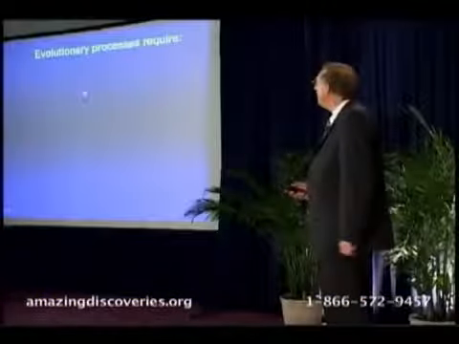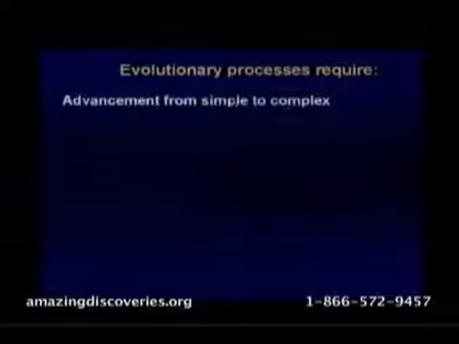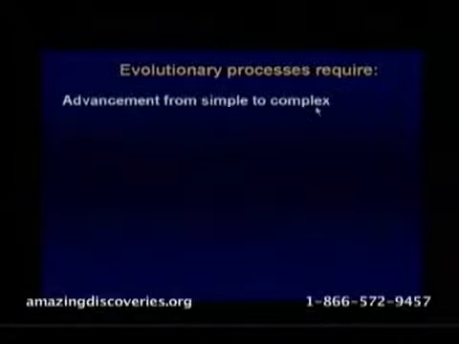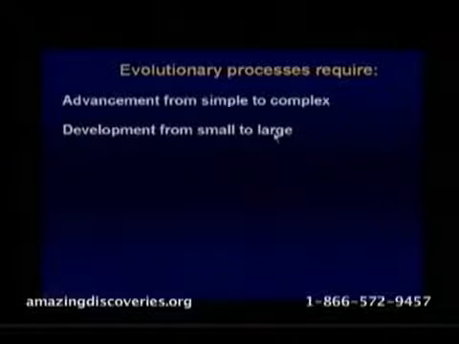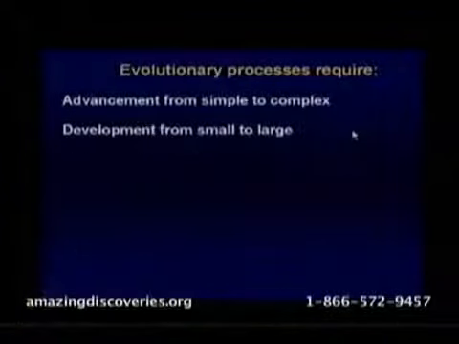Let's have a look at some of the criteria. Evolutionary processes require, number one, advancement from simple to complex. That would be logical, right? That's what evolution requires. Number two, evolution requires development from small to large. That's called the law of Carroll. Carroll was a scientist who said everything had to start from small and develop to large. There is no other way. That's logical. Think about it. You don't start with a rhinoceros and end with an amoeba. You start with an amoeba and you develop all the way up to the rhinoceros. That would be logical. Is that correct? So that's a perfectly logical assumption that you would make if evolution was correct.